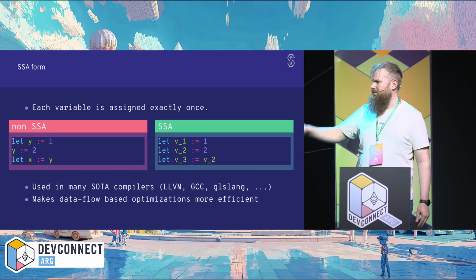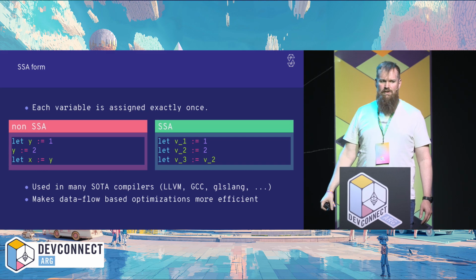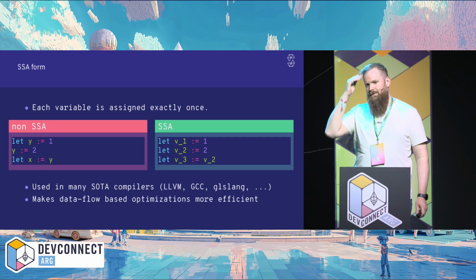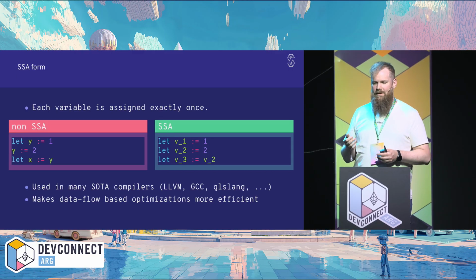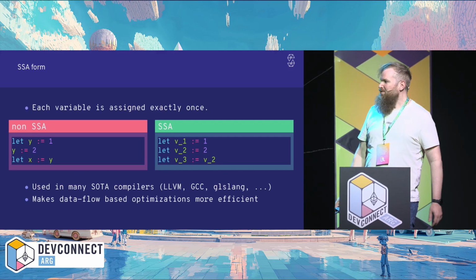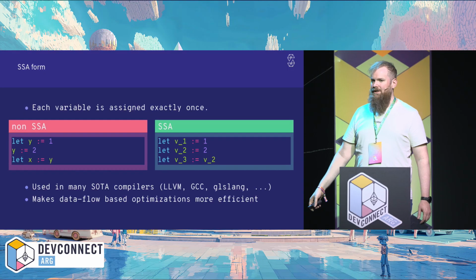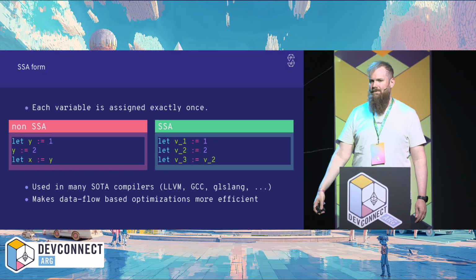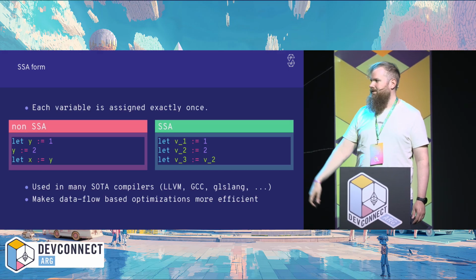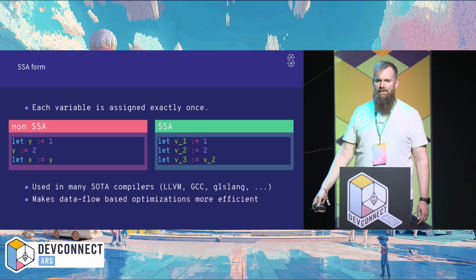In that setting, everything is constant, which means if I query my control flow graph or my program when something is set to a certain value, the answer is trivial. Because once it is set, it is constant, it doesn't change. This kind of approach is used in many state-of-the-art compilers, among them LLVM, GCC, and Go. And as I already said, data flow-based optimizations are going to be more efficient, which is one of the benefits.